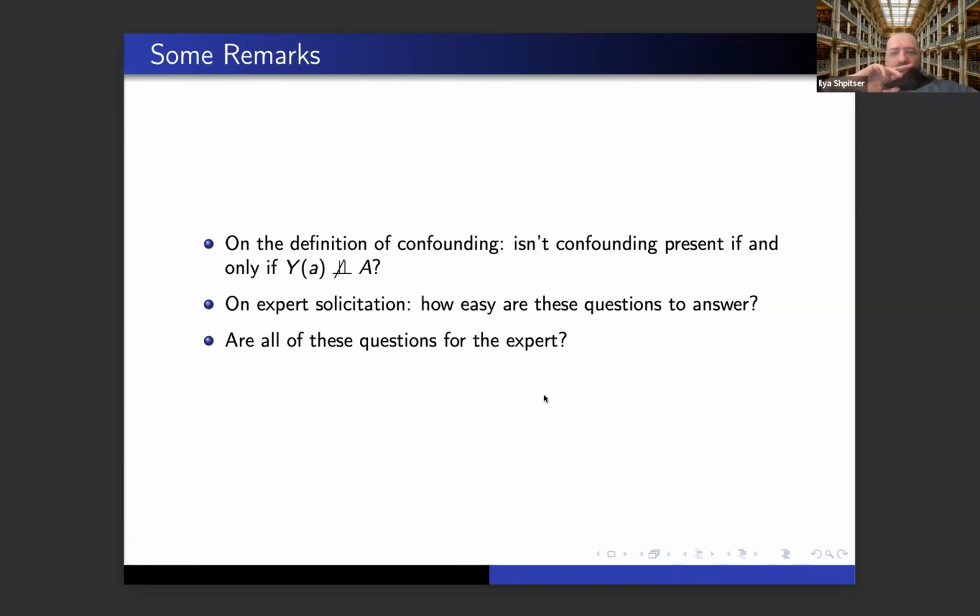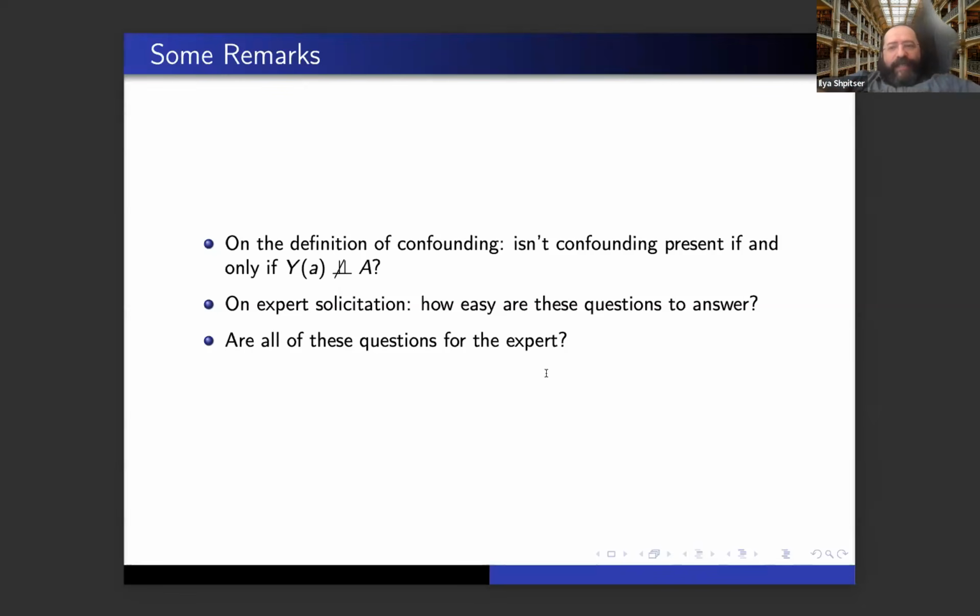On expert solicitation, I do some expert solicitation myself, and of course, I'm a very graphical person, so a lot of my expert solicitation is with doctors, and it's in terms of drawing a picture on the board. My experience with this is, how easy are these questions exactly? The claim is that they're pretty easy, but I'm not sure that they're so easy. I certainly didn't find them so easy for myself when I thought about this procedure. And maybe that's just because I'm a graphical person.